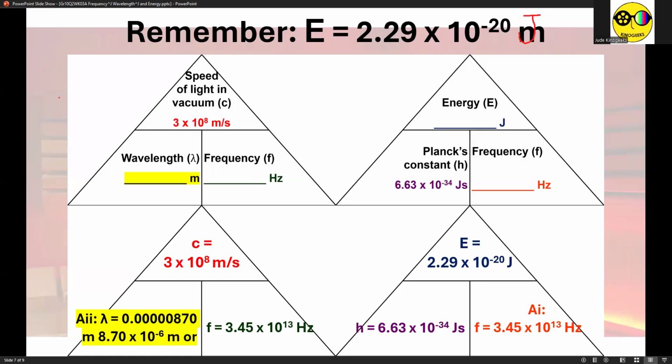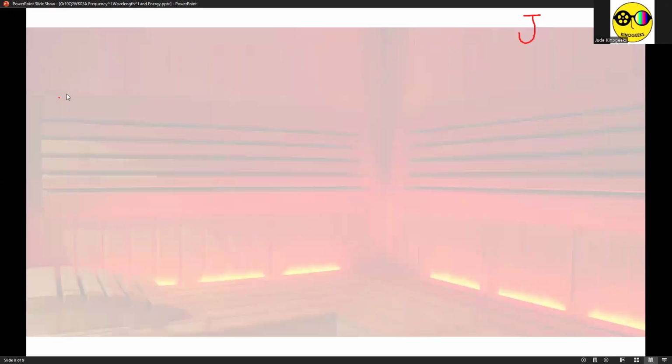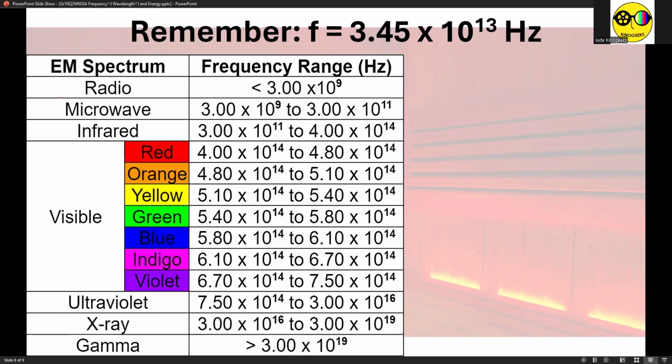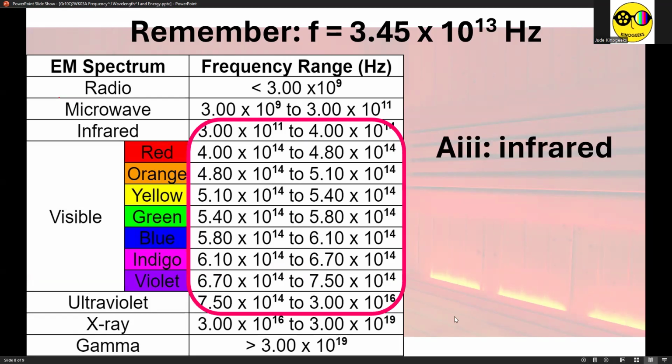Now, after we completed the pyramids, we have to identify in what region of the electromagnetic spectrum the radiation emitted by the sauna belongs to. Remember that in the frequency table, we only rely on the frequency, 3.45 times 10 raised to positive 13 hertz. And we have this frequency range here. The exponent 13 belongs to the exponents between 11 to 14, meaning that the sauna emits infrared.